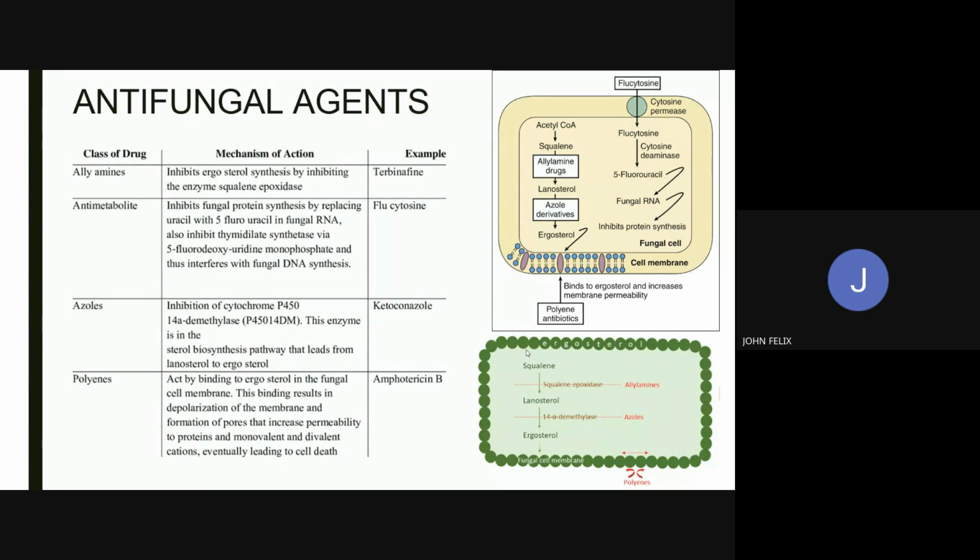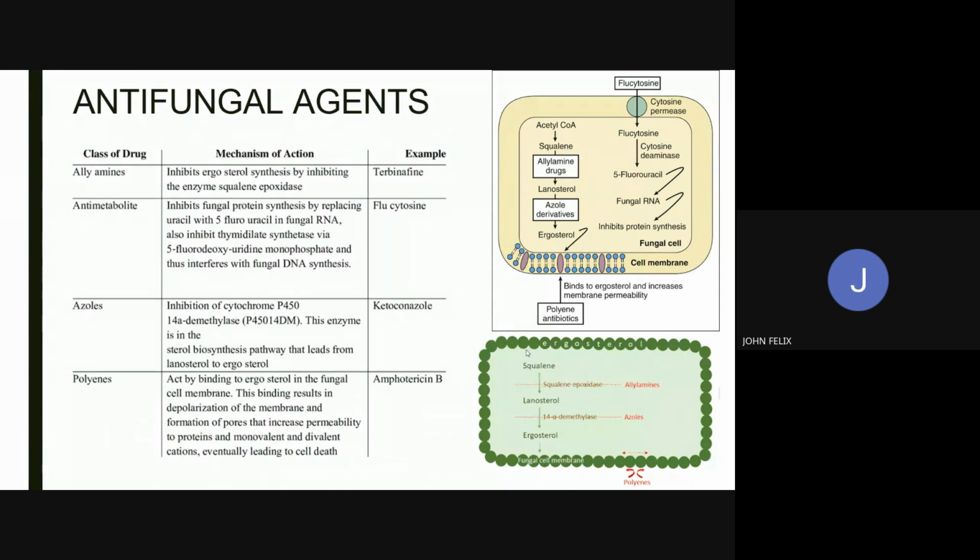Then we have azole antifungals, which inhibit the 14-alpha demethylase enzyme. Thus, lanosterol will not be converted to ergosterol, and the cell membrane cannot be formed. An example of azole antifungals is ketoconazole. Then we have antimetabolites like flucytosine. These are protein synthesis inhibitors, like we saw in antibiotics. Flucytosine is converted to 5-fluorouracil, which acts on the fungal RNA and inhibits protein synthesis.